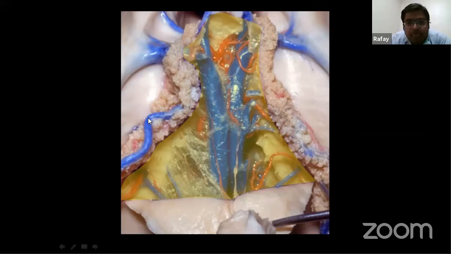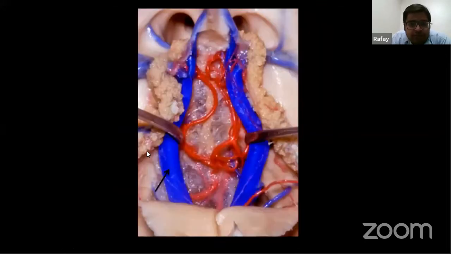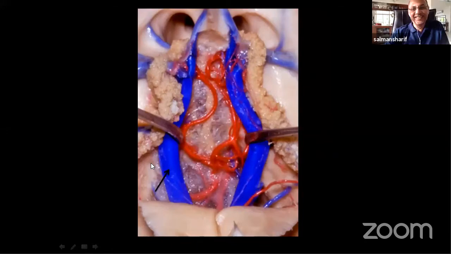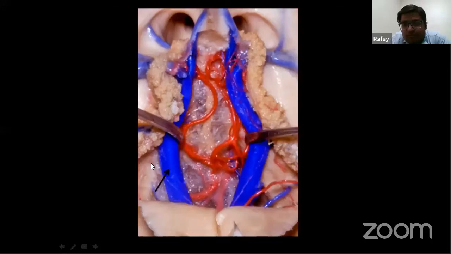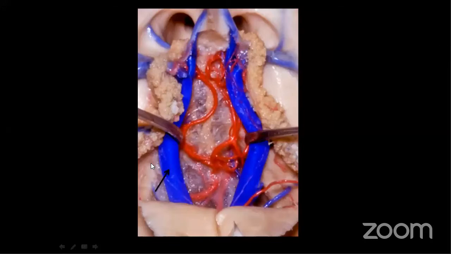Correct. The next one is identify this blue colored vessel. Name this vessel. Internal cerebral vein. Okay, sir, it's internal cerebral vein.